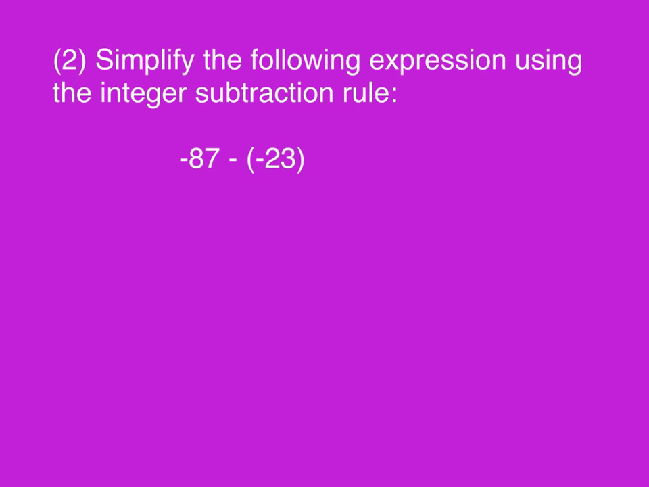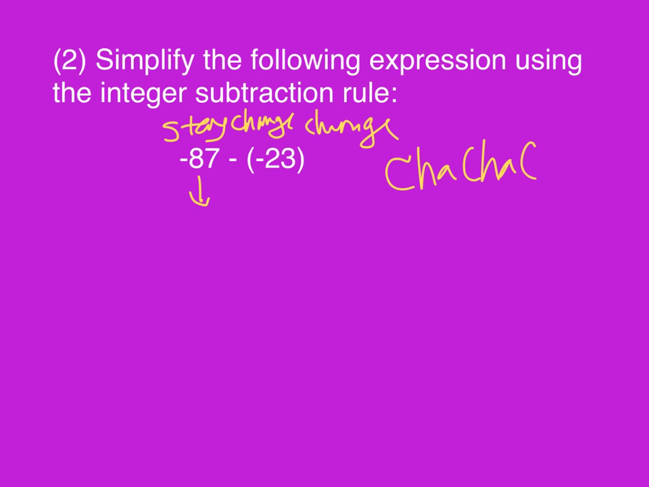Okay, next, we need to apply our subtraction rule. So whenever I have a subtraction problem, and I'm using my rule, I get to do the cha-cha-cha. So I get to stay, change, change, cha-cha-cha. So this one stays. Stay, change, change. Don't forget to cha-cha-cha so that you can get it right. And it's also fun to do. So stay means negative 87 stays exactly the same. Change, subtraction into addition. And change means that becomes a positive number.